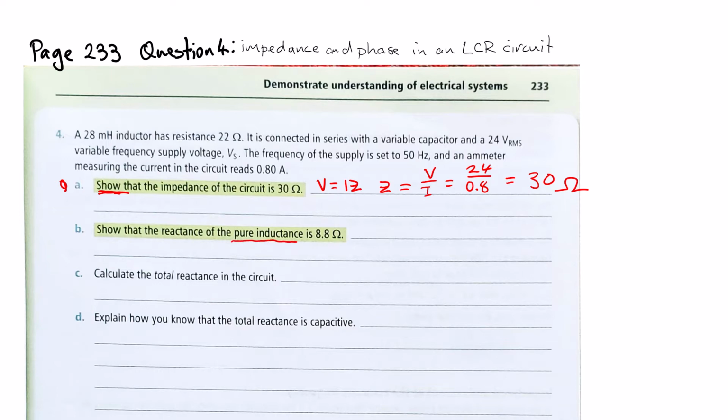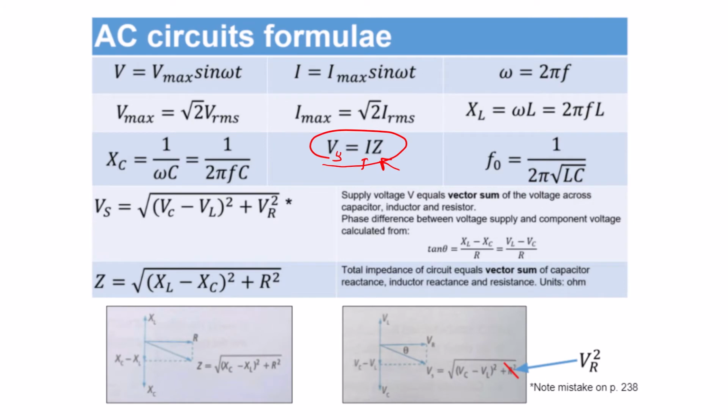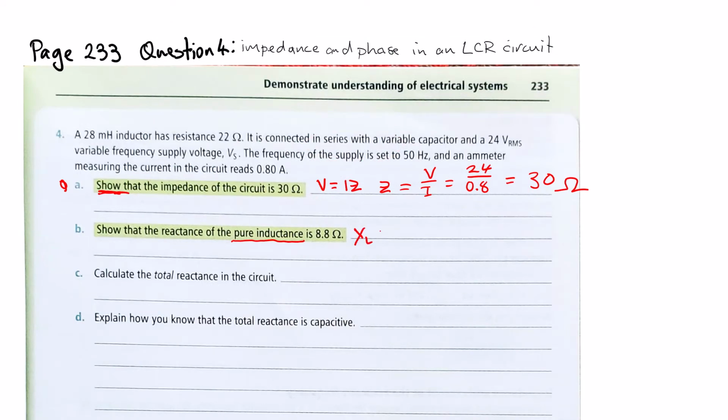Show that the reactance of the pure inductance is 8.8 ohm. Again, let's check our formula for that. The reactance of an inductor is 2 pi FL, so our inductive reactance is equal to 2 times pi times 50 Hertz times 28 millihenry, which equals 8.7965 ohm, but again, two significant figures, so let's call that 8.8 ohm. Later on, if we have to use this value, we will come back to using the more accurate value rather than that, so it will increase the accuracy of the questions further down.